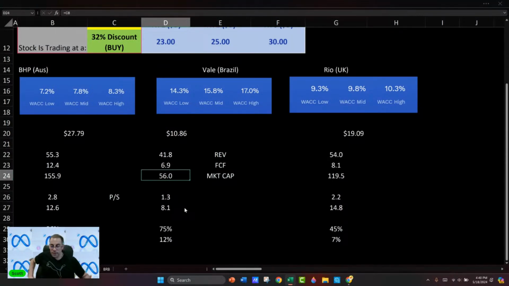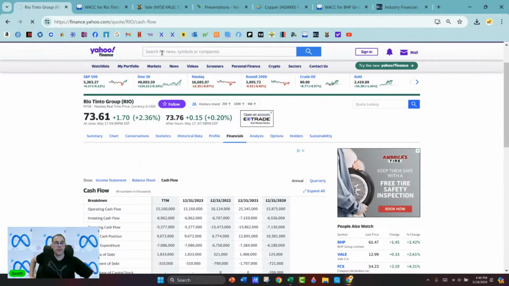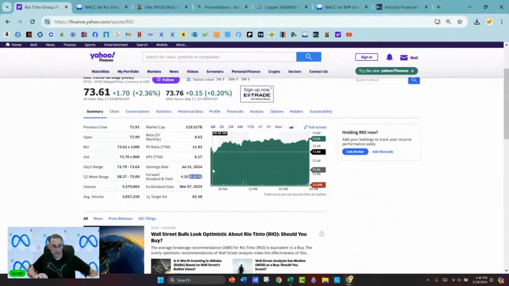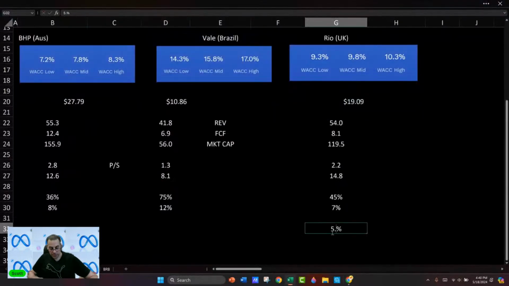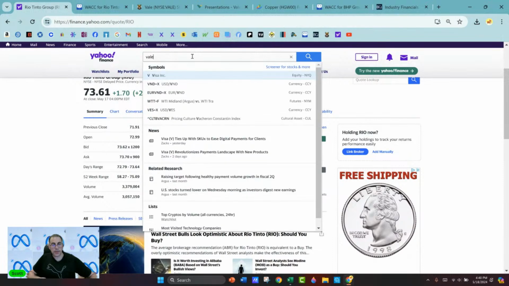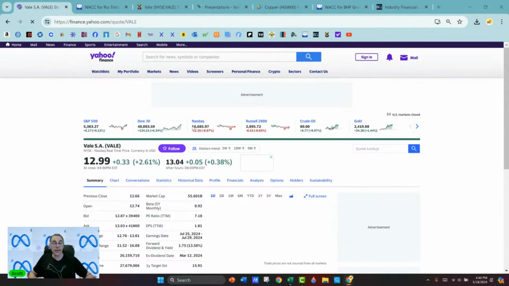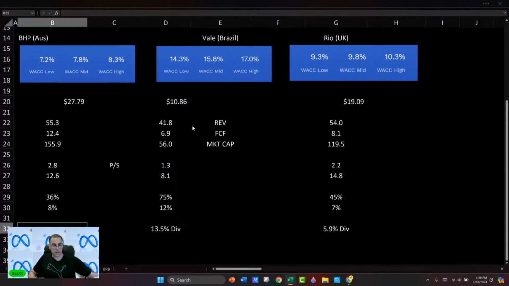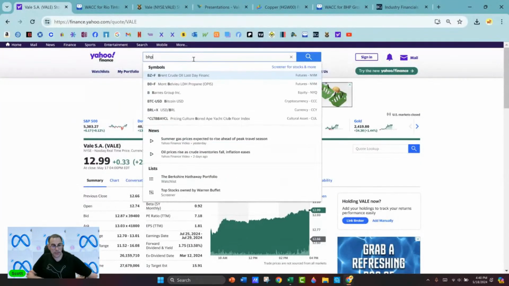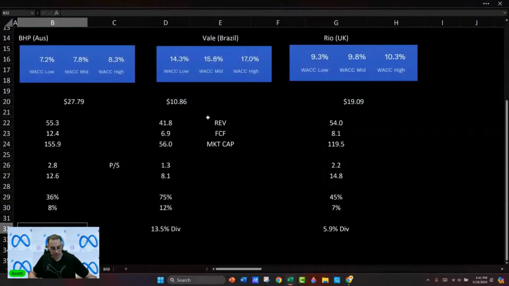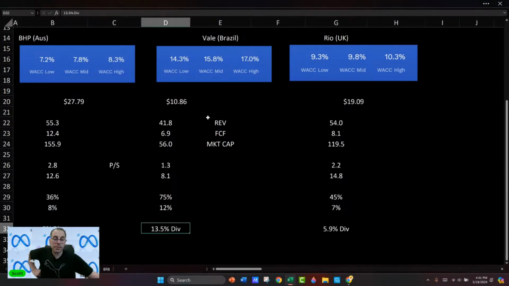But if it doesn't go up, just because you found a really great value, Rio is 6%. But the great thing is you get a huge dividend. 13.5%. So you get a 13.5% dividend because the stock price is so low. If the stock price goes up, like if it doubled the stock price, it would be 6.5% dividend, which is still higher than these two.